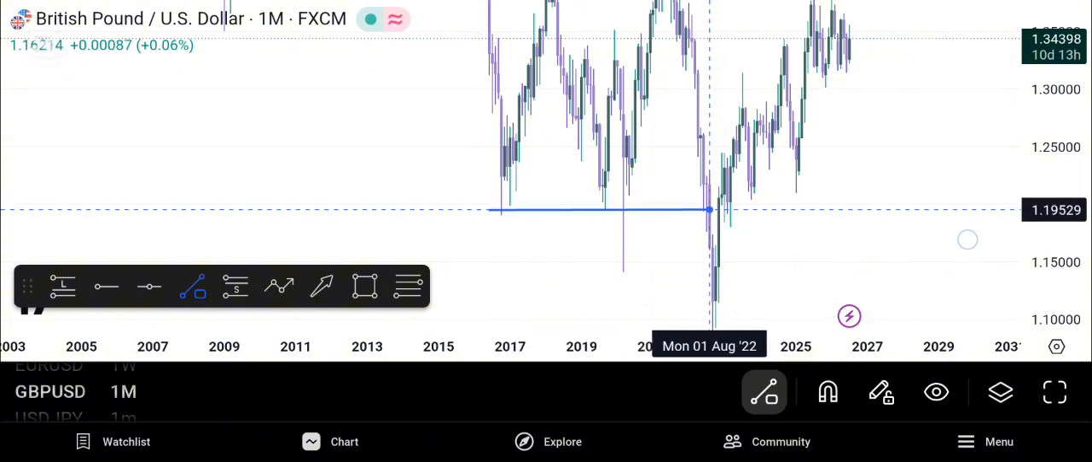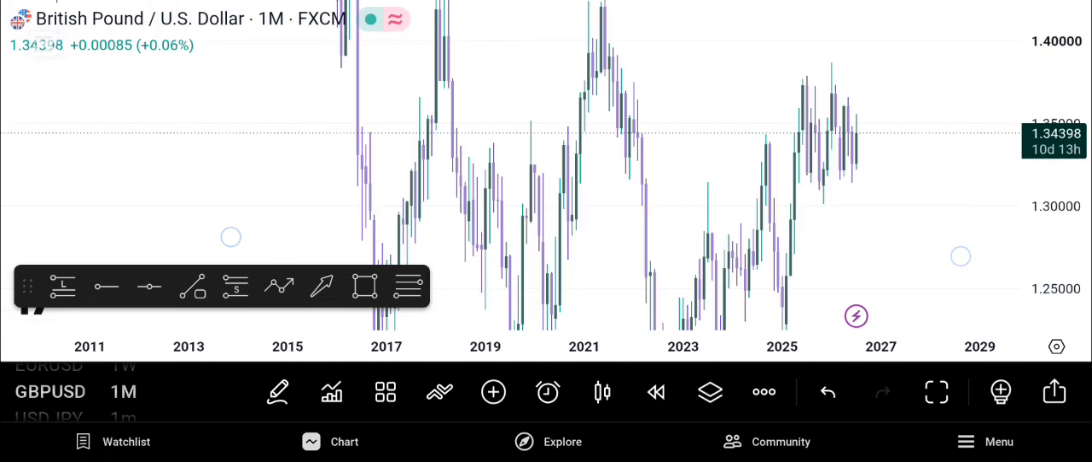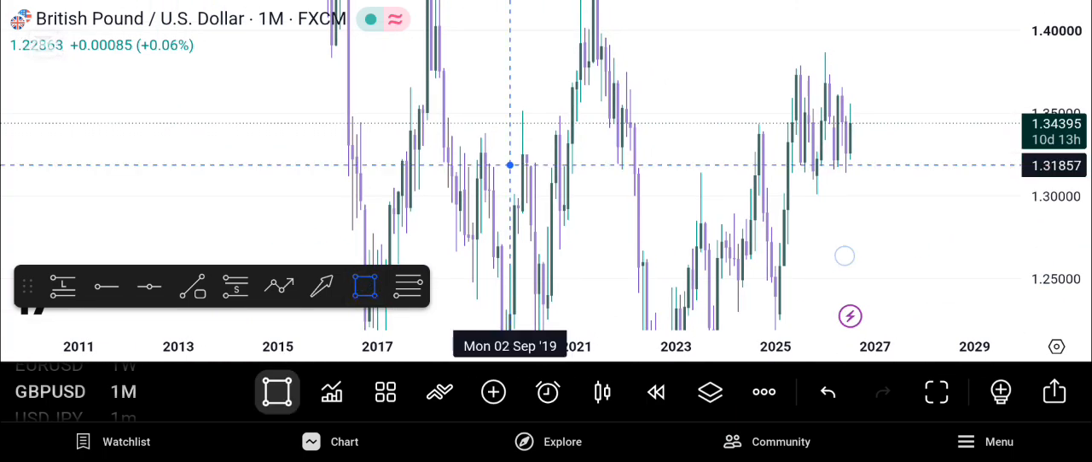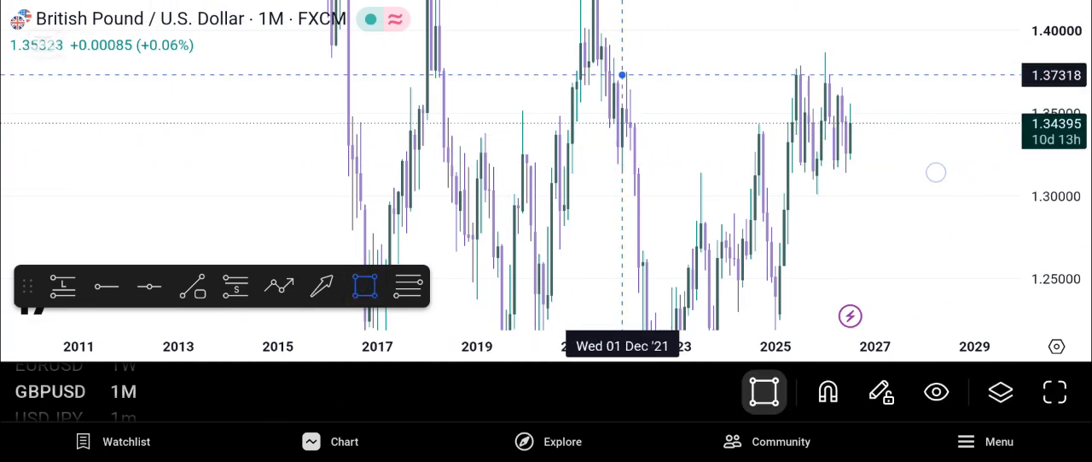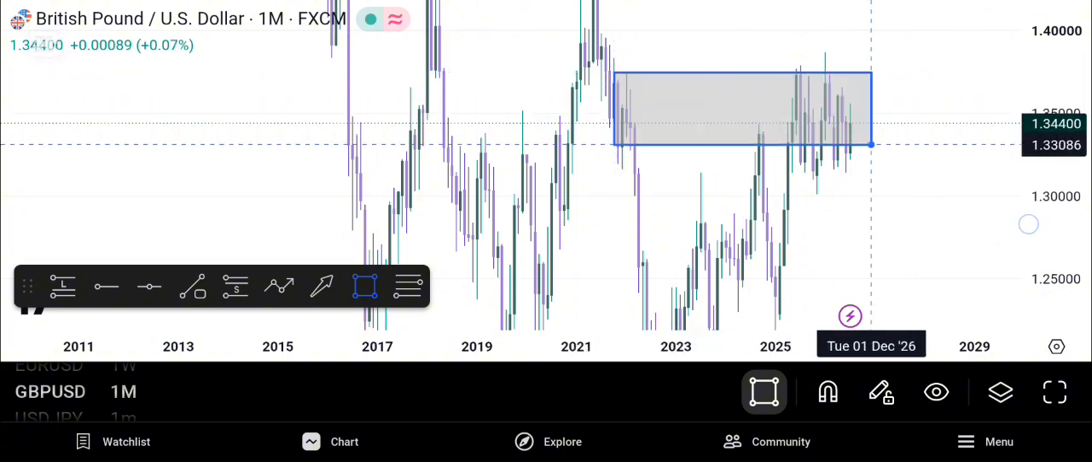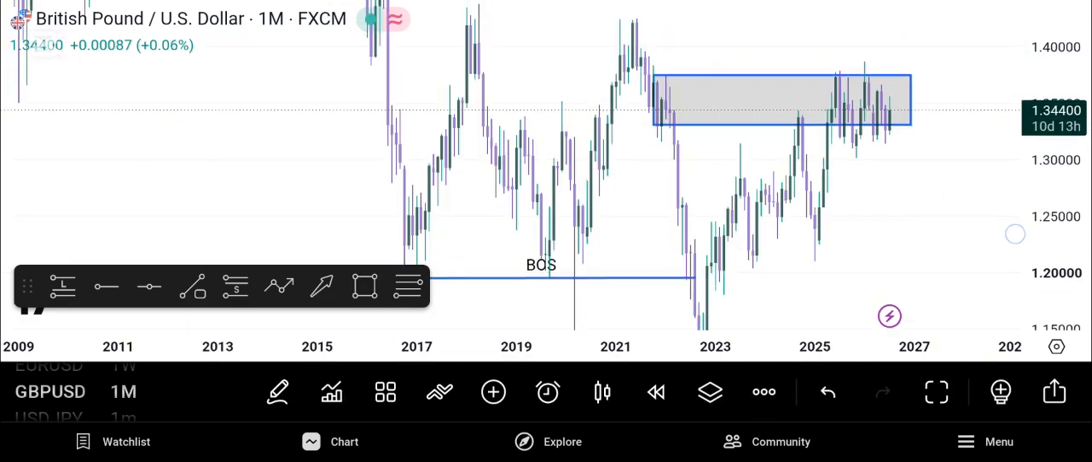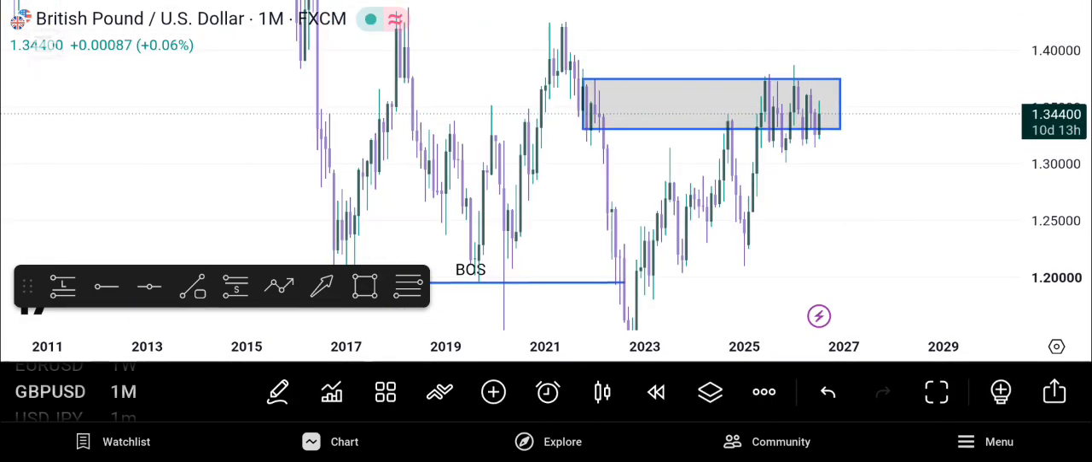We can see that this is a monthly time frame. By the way, I'm not trading the monthly time frame. I just want to make sure that I'm not trading against a higher time frame structure or trend or key level. You can see that price reacted here, and since price reacted there, which is the order block which caused this downward move, price has been ranging.